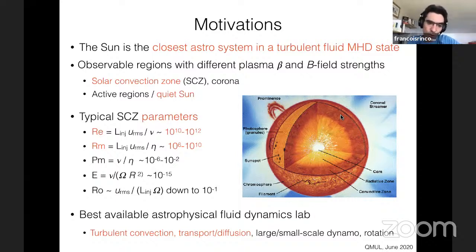If you do the same for the ratio between magnetic induction and magnetic diffusion, you will find something of the order of 10 to the 6, 10 to the 10, depending on which depths you are looking at. The ratio between viscosity and diffusivity is also very small. That's called the magnetic Prandtl number. That's also a challenge for numerics. And also in terms of rotation, we are in fairly asymptotic regimes, which are hard to describe numerically. So this is a bit of an extreme astrophysical fluid dynamics lab. It's not really extreme by the standards of astro, because there are objects in the universe with much more energy, but still, from a fluid dynamicist's point of view, it's very extreme.